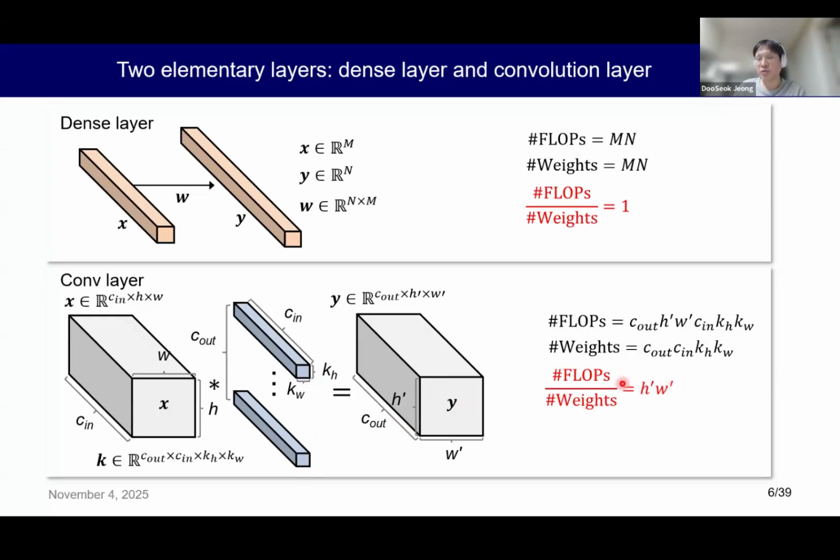Then you can calculate the same ratio of the number of floating point operations to the number of weights. That is not 1, but H prime times W prime. H prime and W prime are the height and width of the output feature map, which is not 1; it can be large depending on the tensor shape, all right? So that is a very different feature from the dense layer.